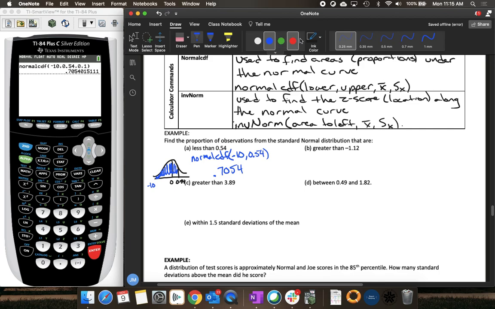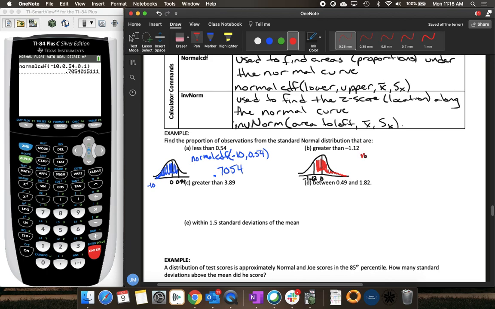Let's go ahead and do another example. In the next example, we want to know what percentage of observations are greater than negative 1.12. So again, we've got our normal distribution. The mean is 0. This time we're at negative 1.12, and we want to know the percentage of observations that are greater than that. Greater than would be everything to the right.